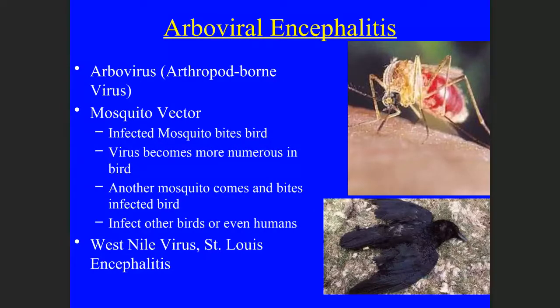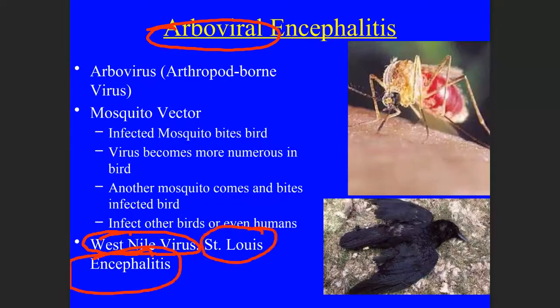Now, there is a group of viruses that can cause a severe brain infection, called arboviruses, and there's a whole bunch of them. Some arboviruses include the West Nile virus, which you've probably heard before. We also have the St. Louis virus, which can cause St. Louis encephalitis. But since the West Nile virus is one of the more recent ones, I'm going to talk about that one.